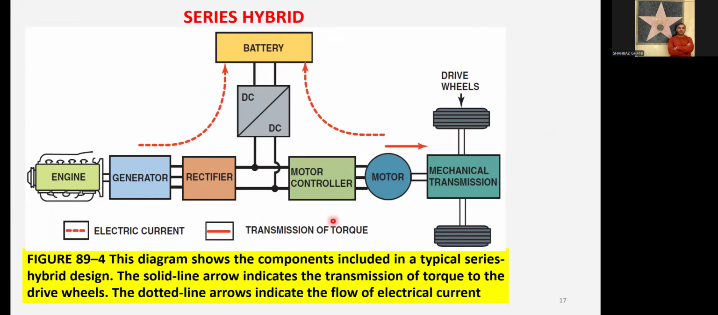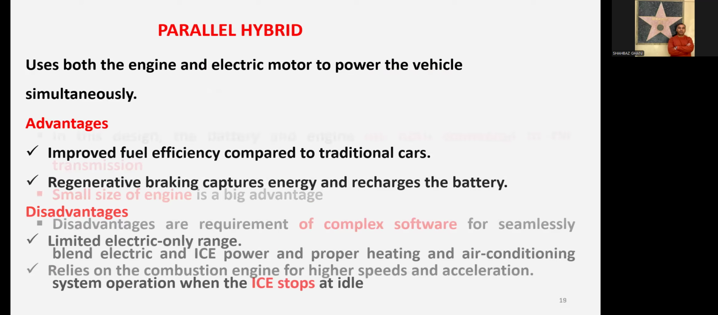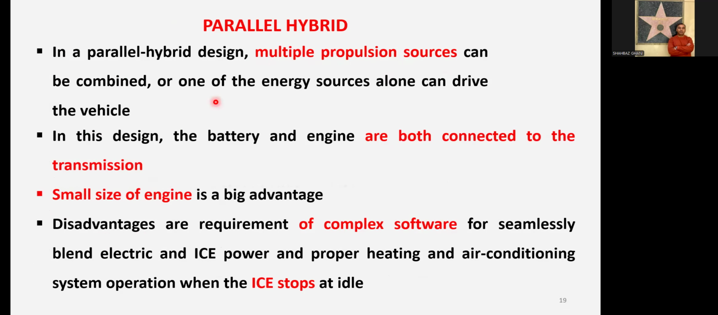And this is the elaborated diagram of a series hybrid, which we have studied in our second part. Now, the parallel hybrid uses both the engine and electric motor to power the vehicle simultaneously. So they are simultaneously propelling the vehicle with the help of the electric motor and internal combustion engine. There are a few advantages and disadvantages. And in the parallel hybrid design, multiple propulsion sources can be combined, or one of the energy sources alone can drive the vehicle.